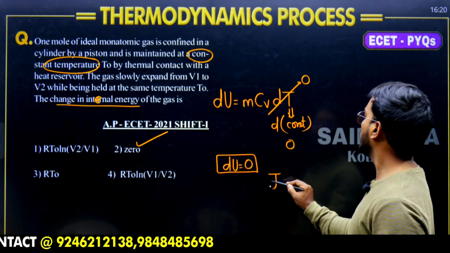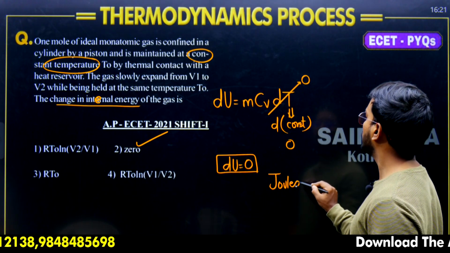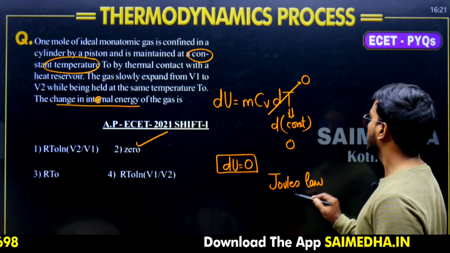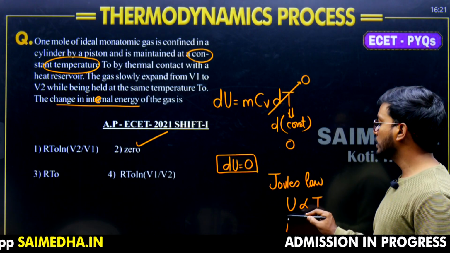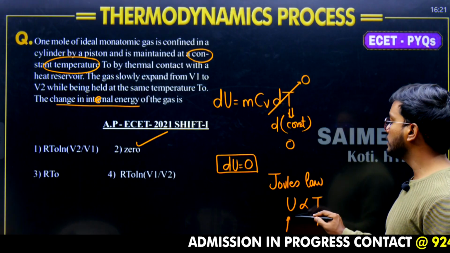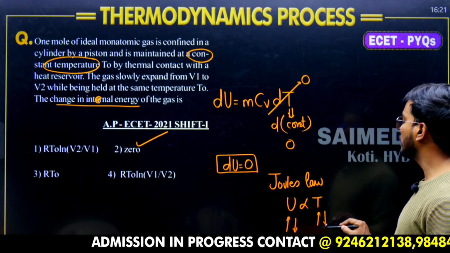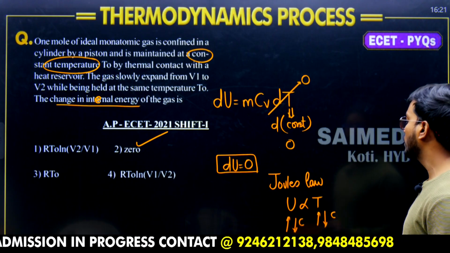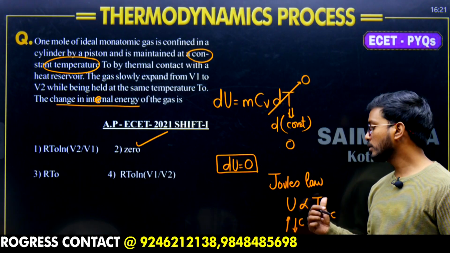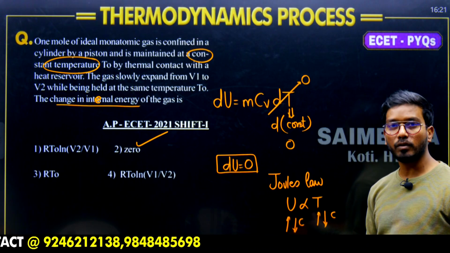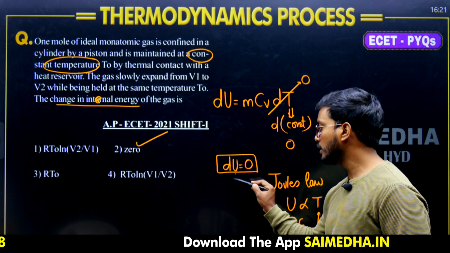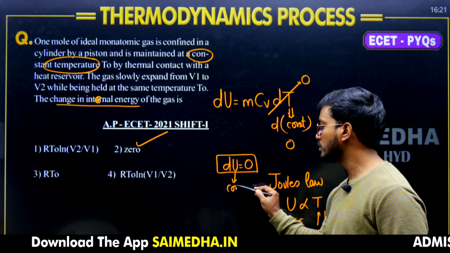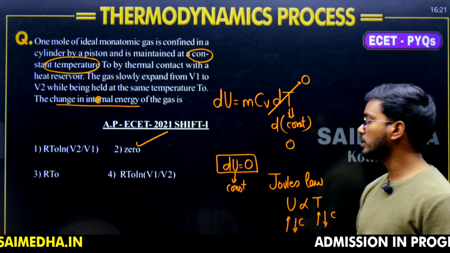This you need to remember from Joule's law. What does Joule's law state? Joule's law states that internal energy is a function of temperature only. Internal energy increases, temperature increases. Internal energy decreases, temperature decreases. Internal energy constant, temperature also constant. So temperature constant, internal energy constant. Differentiation of a constant is equal to 0. So the differentiation of internal energy, which is also a constant, gives 0. The answer is going to become 0.